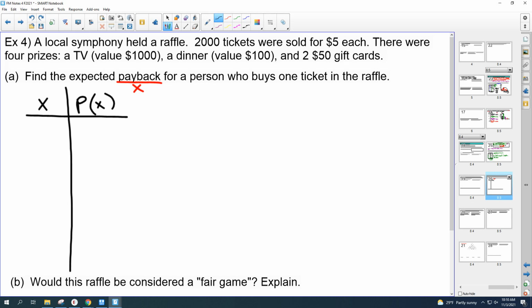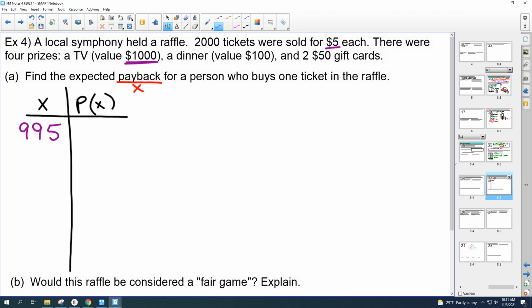So see how the TV is valued at $1,000? Let's just think strictly cash. If you win, you don't actually come out ahead $1,000. Even though they cut you a check for $1,000, remember, we had to buy a ticket for $5. So what's our payback? Or how much did we come out ahead? Exactly, 995. All right, and that's kind of tricky because everybody wants to just call it $1,000 because that's what it says in the problem. But you have to think about this as payback because that's our random variable, payback.